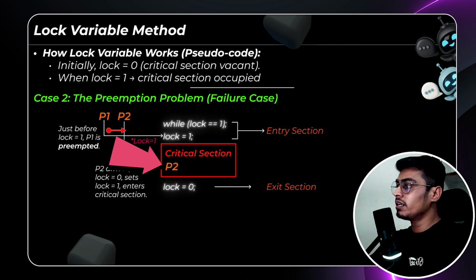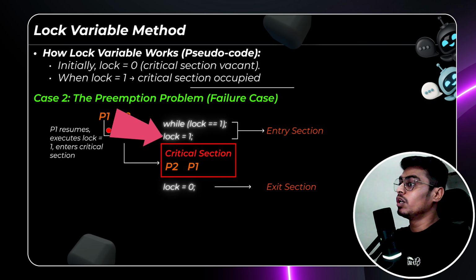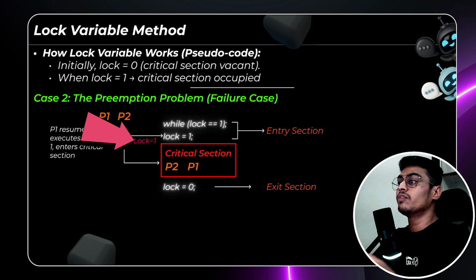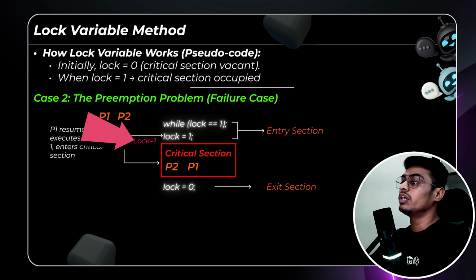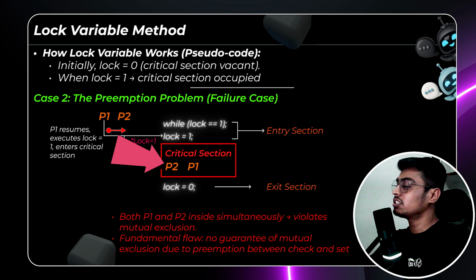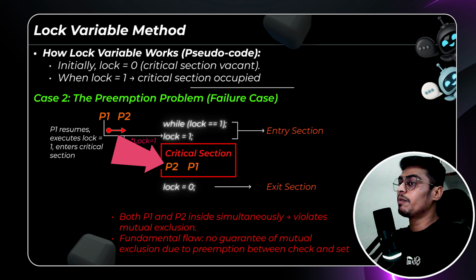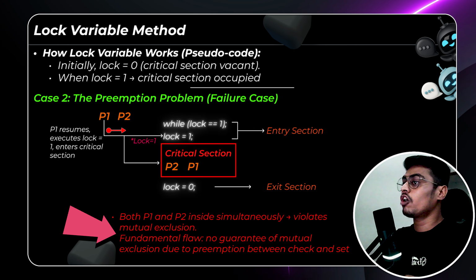Now when P1 returns from preemption, it doesn't restart from the beginning. It continues from where it left off and executes lock is equal to 1. So what will it do? It will overwrite the existing value, making it from 1 to again 1, and then enters the critical section. Now both P1 and P2 are in the critical section simultaneously, violating mutual exclusion. We have discussed in our previous video what mutual exclusion is. This is the fundamental flaw of the lock variable method.